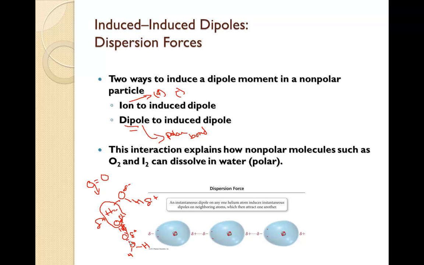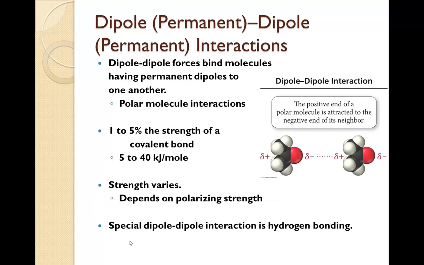So how about if they don't have a nonpolar molecule to begin with? The dipole-dipole forces bind molecules having permanent dipoles to one another. In other words, these are polar molecules. They're 1 to 5% of the strength of the covalent bond, or 5 to 40 kilojoules per mole, depending on the strength. The strength depends upon the polarizing strength. So in other words, how much of a polar bond is this? How big is it? Things along those lines.